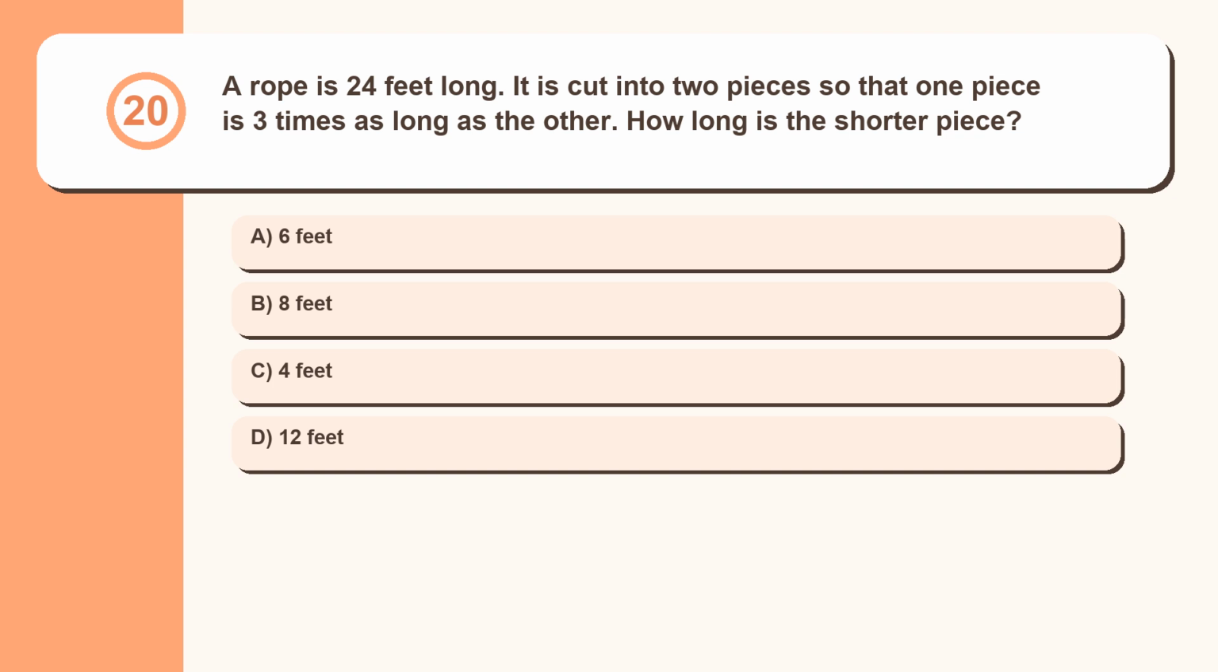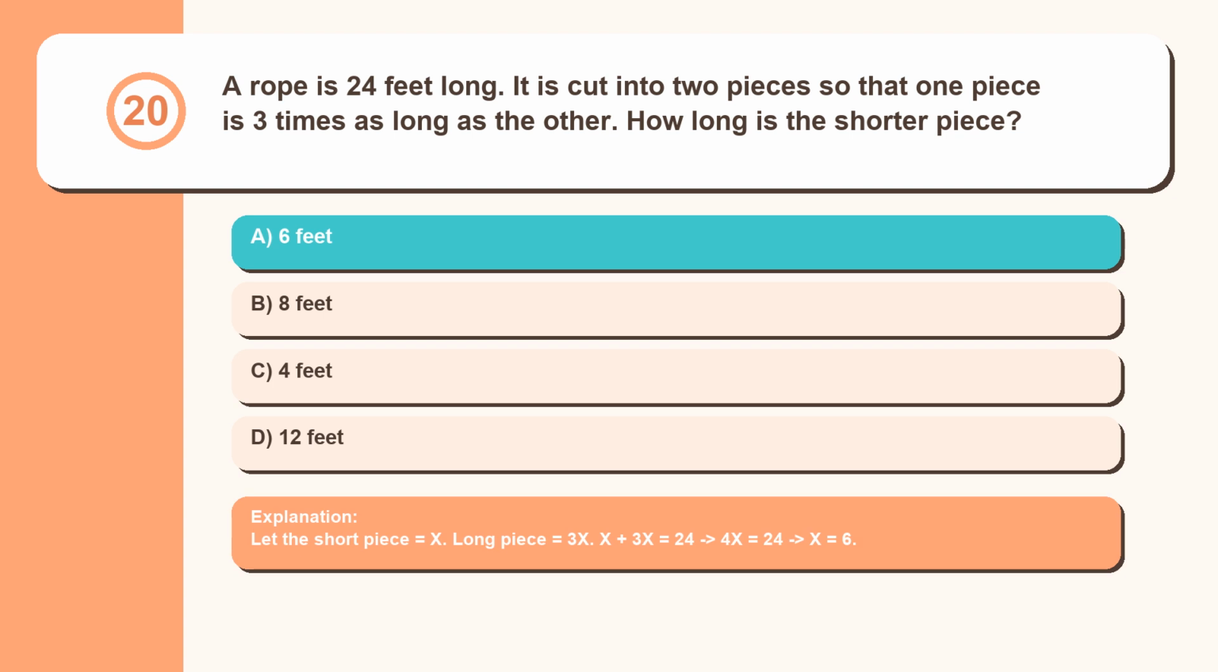Question 20. A rope is 24 feet long. It is cut into 2 pieces so that one piece is 3 times as long as the other. How long is the shorter piece? 6 feet, 8 feet, 4 feet, 12 feet. Let the short piece equal x, and the long piece equal 3x. x plus 3x equals 24, 4x equals 24, x equals 6.